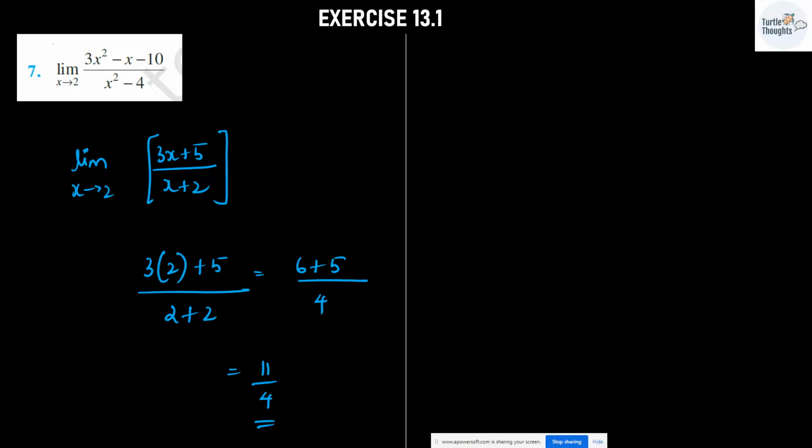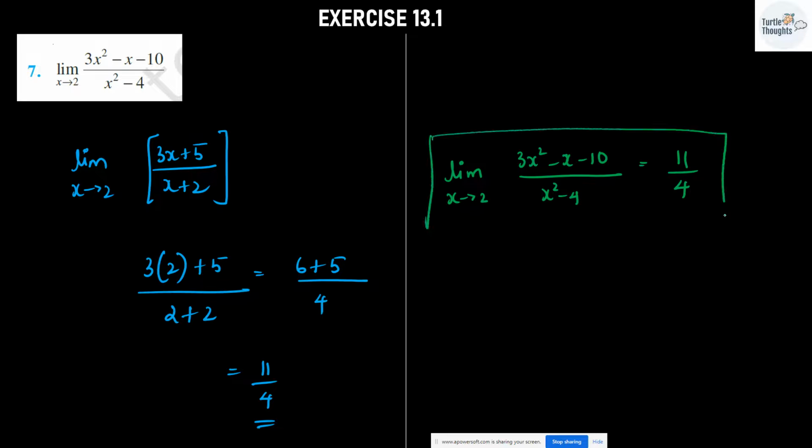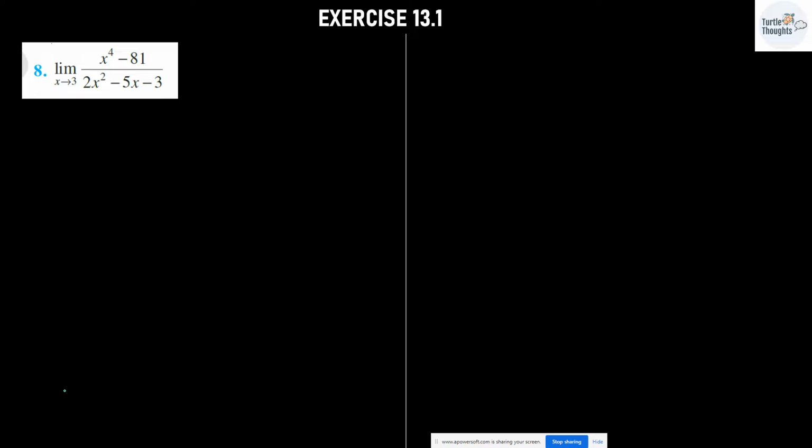Finally, the answer can be written this way. Limit of x tending to 2, 3x square minus x minus 10 divided by x square minus 4 is going to be 11 over 4. This is going to be your final answer. We'll take the next question.